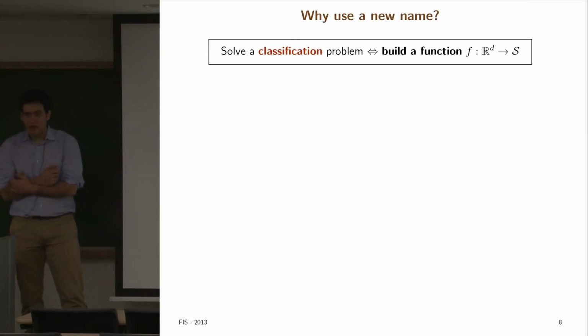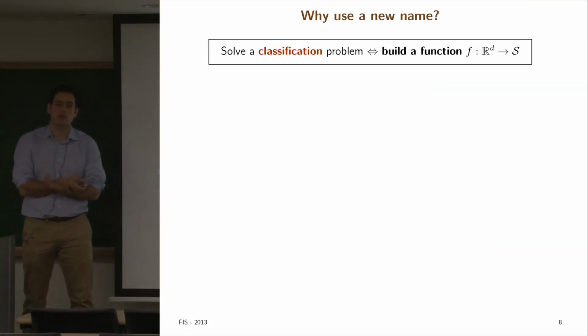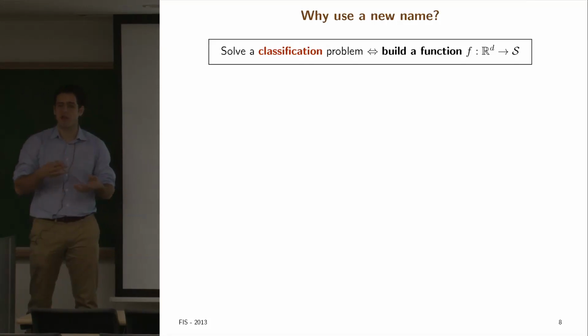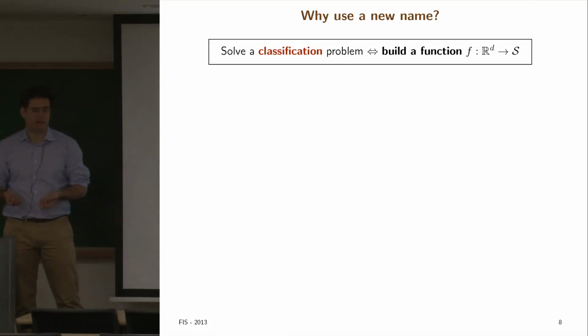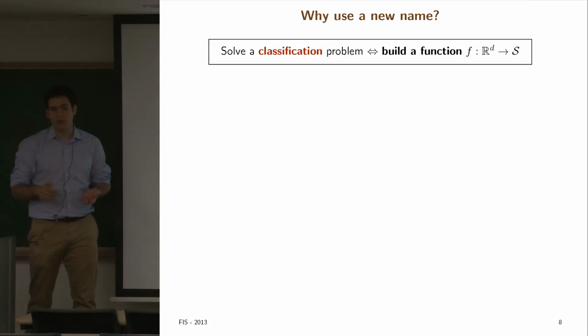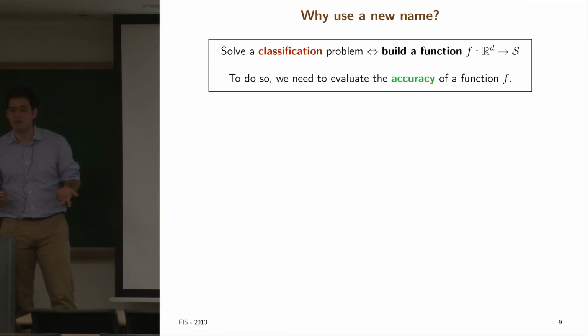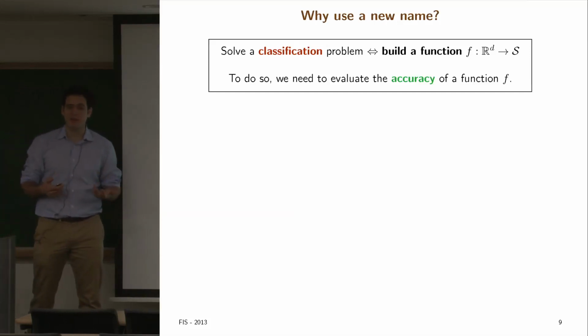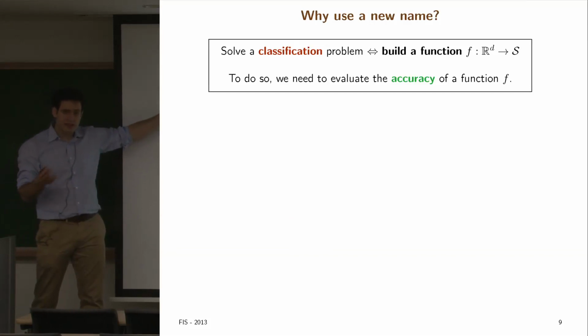So you might wonder why we need to use a new name for binary classification since we have already developed some tools for linear regression, for regression. After all, classification is just building again a function that goes from R^d, your space of observations, to the space S of labels. In what sense is it very different from what we've seen so far? Well, it's different because exactly as in the linear regression case, we need to evaluate the accuracy of a function f to select one.